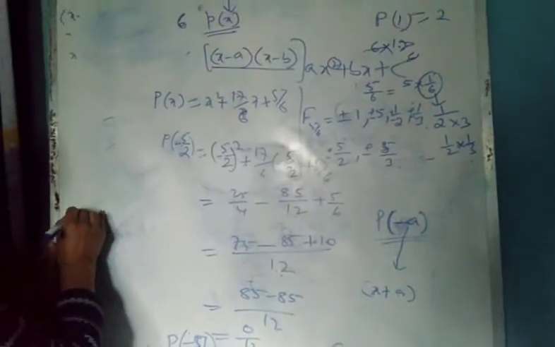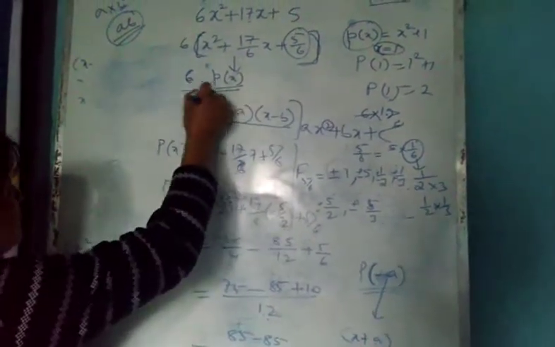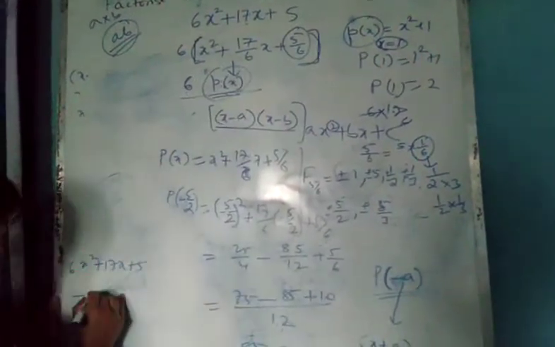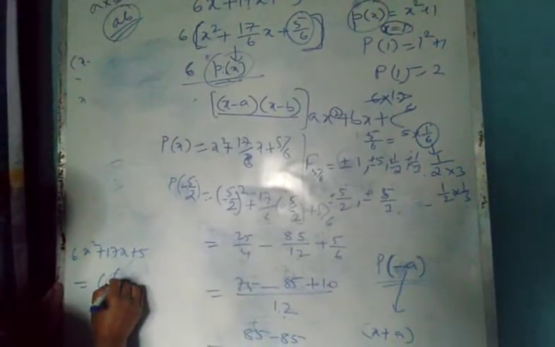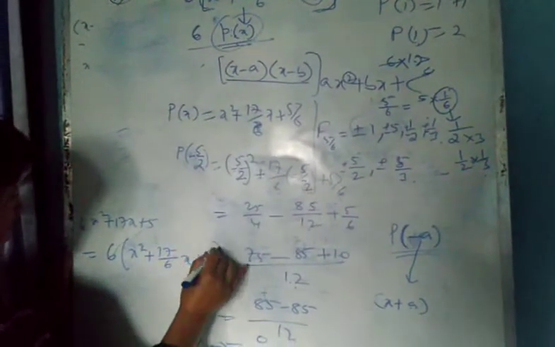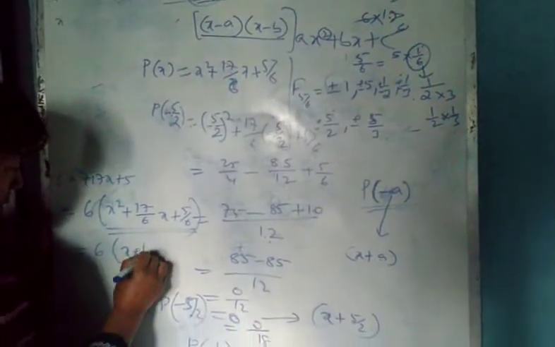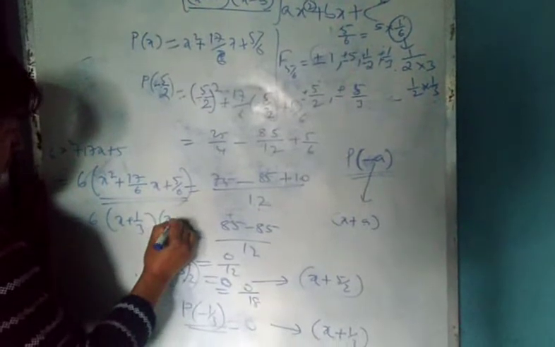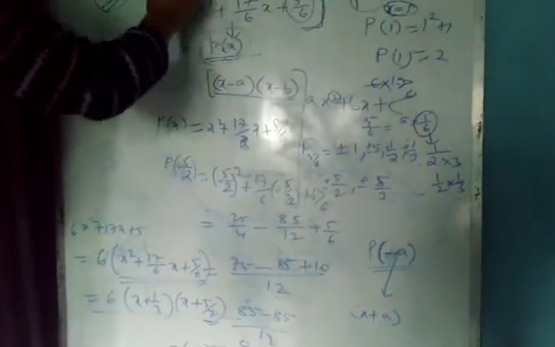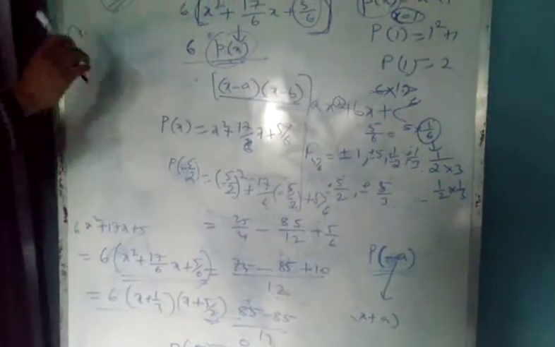So 6x square plus 17x plus 5 is equal to 6 p(x). We always have the 6 here; we took 6 common, x square plus 17 by 6 x plus 5 by 6. Applying the factor theorem, the factors we got are x plus 1/3 and x plus 5/2. So these are the factors. So this given polynomial has been factorized into 3 factors, one 2 factors, okay, 6 we took common. Okay, thank you.